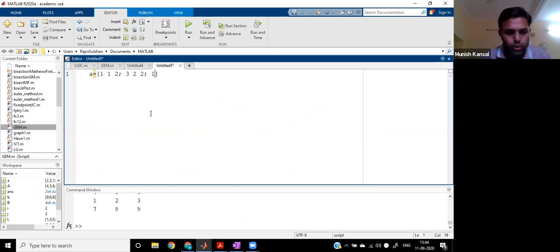Then the last row was 1, -2, 3. This was the coefficient matrix, okay? Now, this is the coefficient matrix. So basically, now I want to break this matrix as a product of L and U, right?